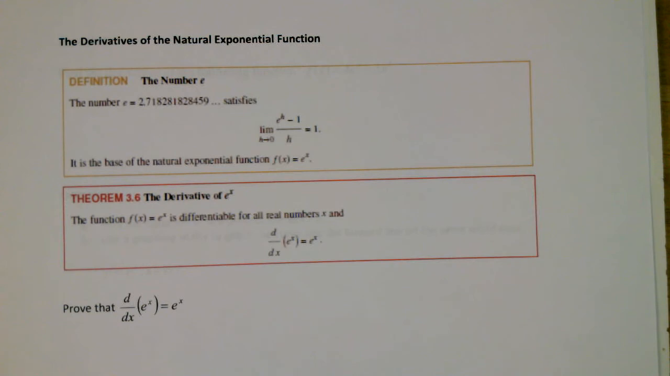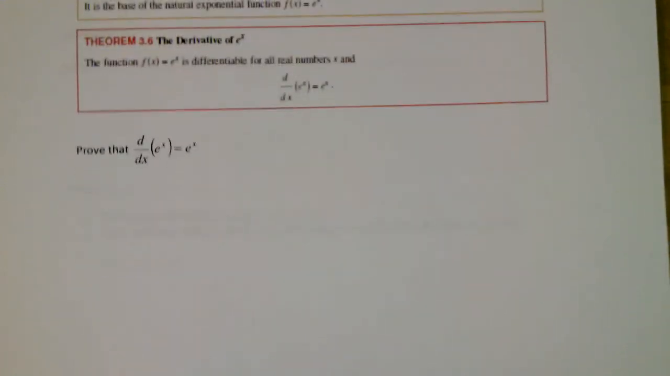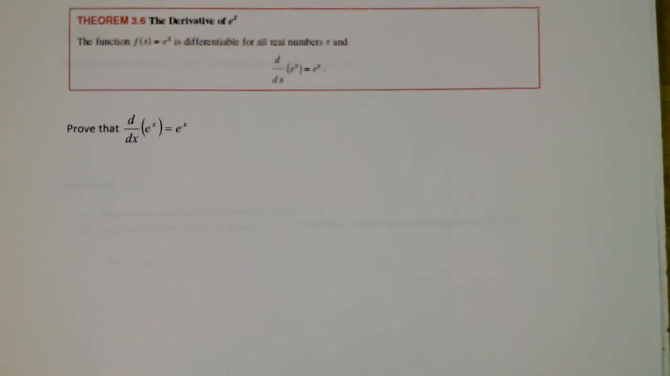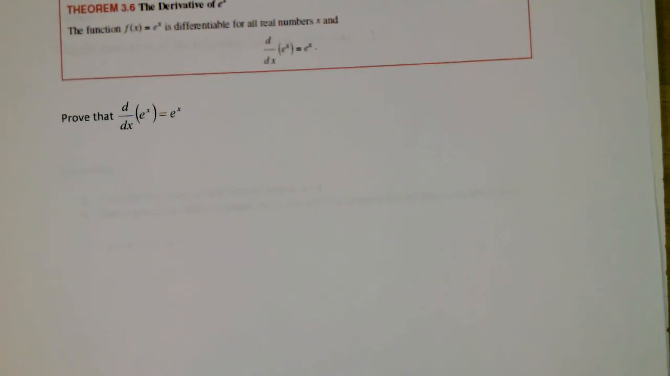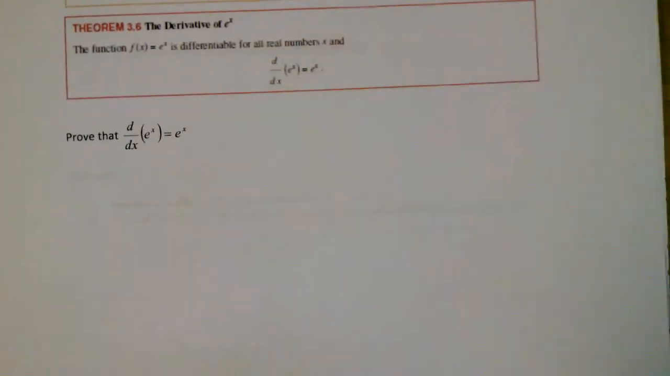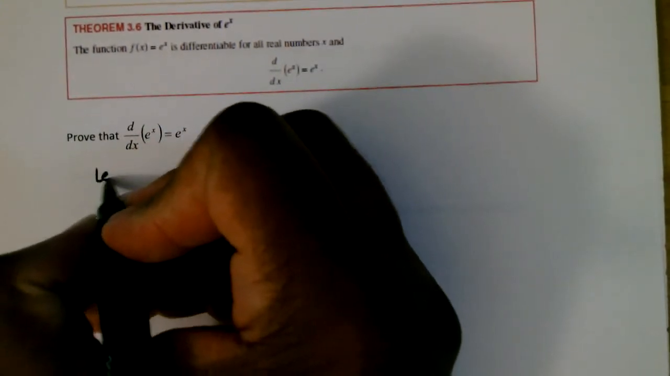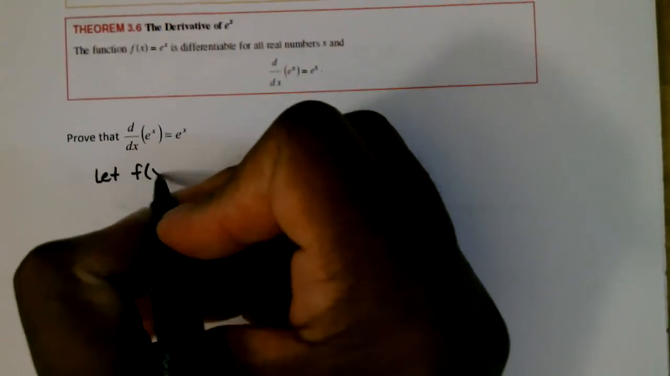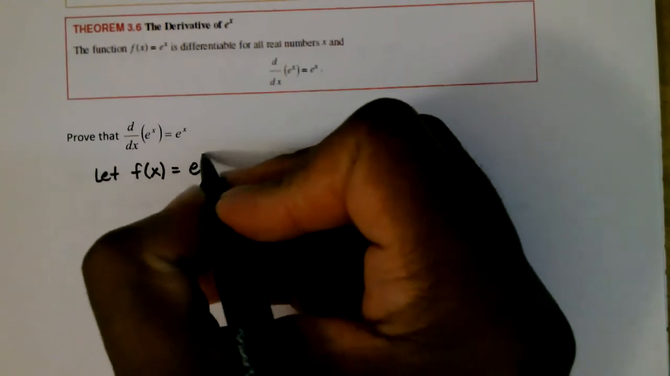Okay, now we're going to prove that the derivative of e to the x with respect to x does equal e to the x using the definition that I just gave you. All right, so now here's what I'm going to do. I'm going to let f of x equal e to the x.